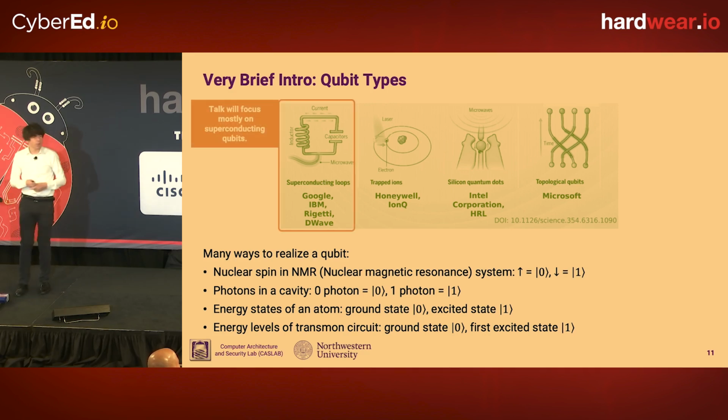So in this talk, we'll talk about superconducting qubits, and some of the crosstalk issues are specific to superconducting qubits. Other architectures like trapped ions may have fewer crosstalk issues, but they might experience different types of noise and faults when you're interacting with the qubits. So we'll focus on superconducting qubits.